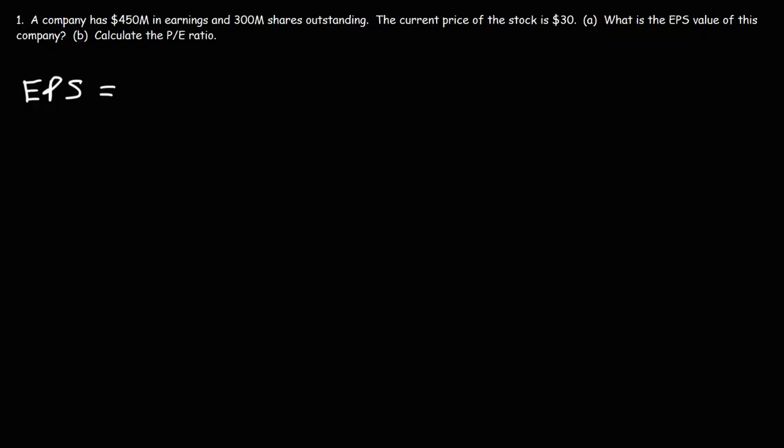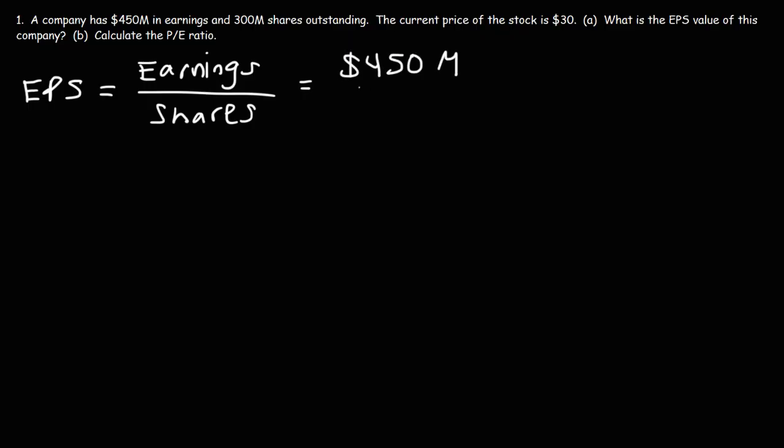Let's begin by writing down the formula. So the earnings per share is going to be the earnings of the company divided by the number of shares outstanding. So the company has $450 million in earnings and 300 million shares outstanding. So canceling the unit millions, it's going to be 450 divided by 300. And so the EPS is going to be $1.50 per share.